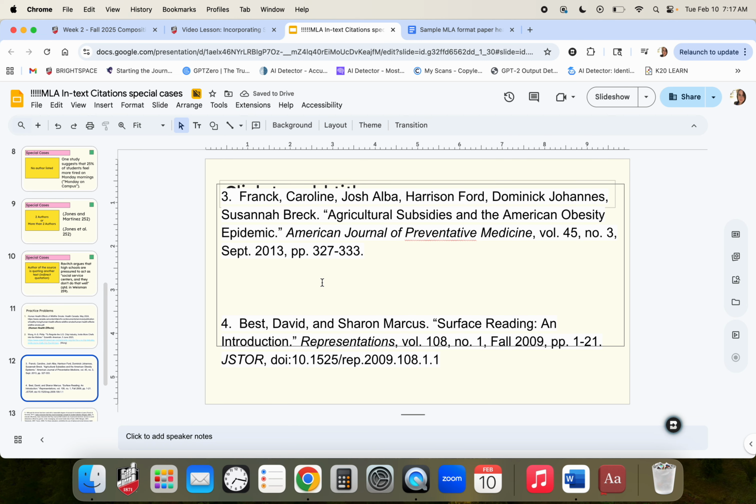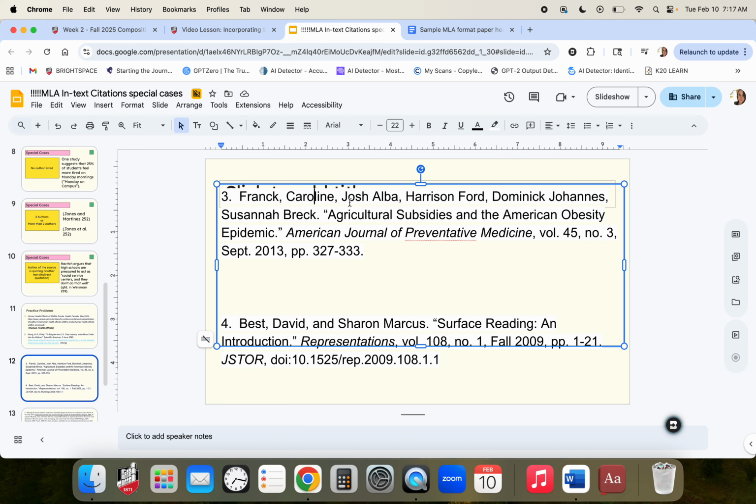A couple more special cases here. Frank, Caroline, Josh Alba, Harrison Ford, Dominic Johannes, Susanna Breck. We have several authors here. So remember what we do here is just the author's last name, et al., meaning and others. This is also paginated. So whatever page number our quote came from, we would include that as well.